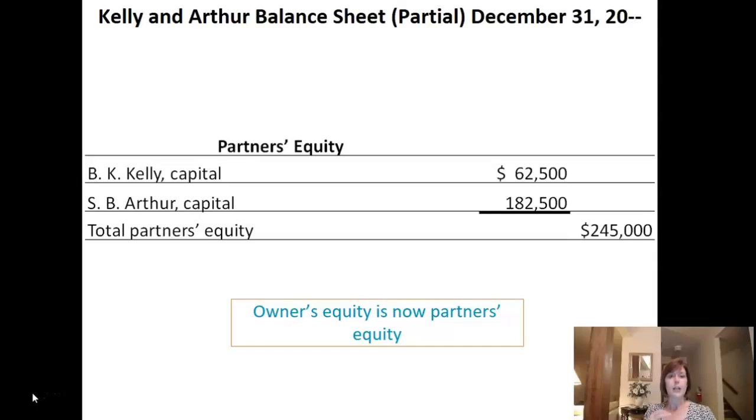And here we get to the partner's equity section on our balance sheet. And again, with a sole proprietor, we would just have an owner's equity figure. It would just be one number and that would be it. But we now have a partner's equity section instead of owner's equity, and it will show the balance in the capital accounts for each individual partner and then a total for both partners in this case.